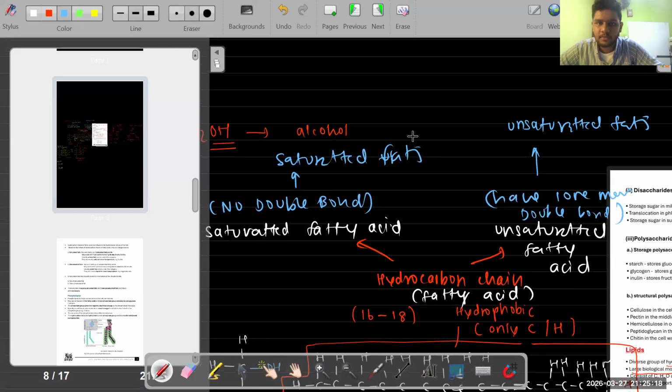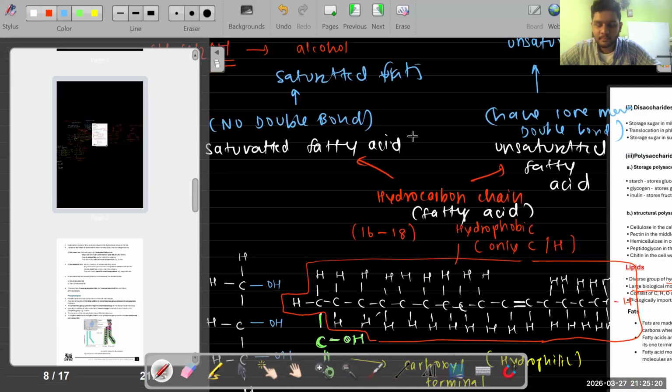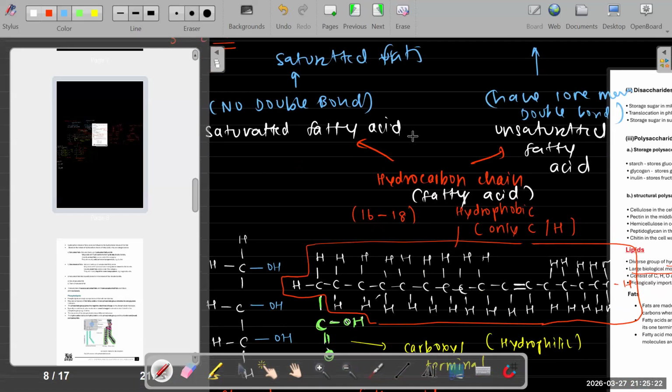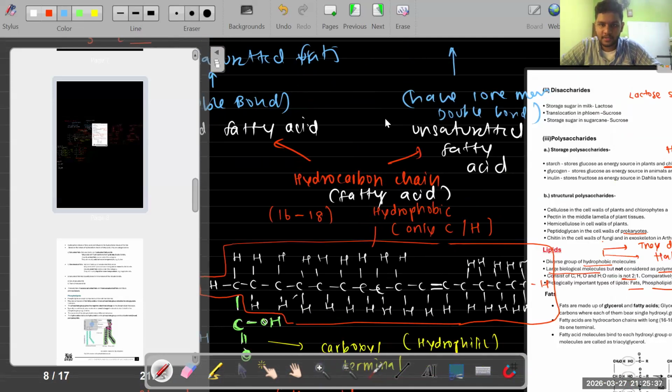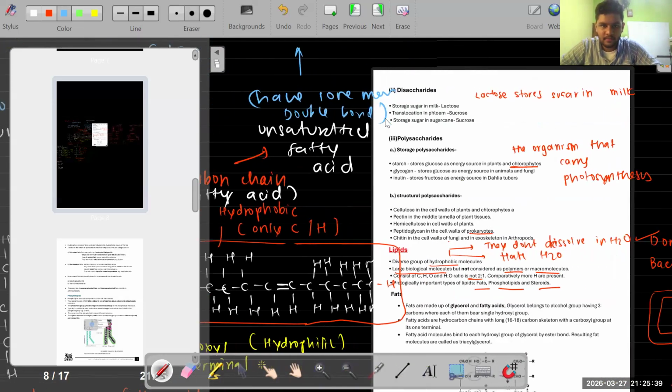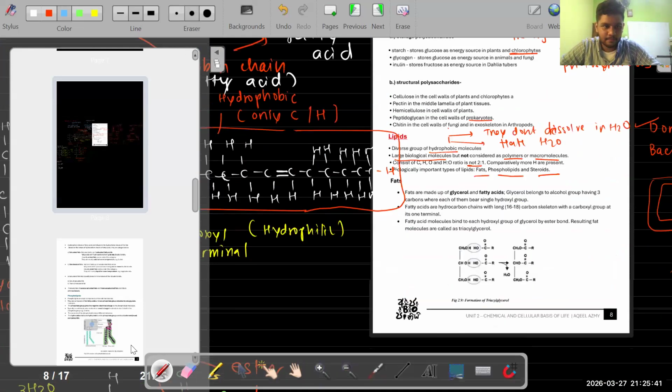Right. Now, is it clear? Yes, sir. Clear. Is it clear for all? I hope it's clear for all. Yes, right? Okay. Now let's go to this point. Wait. Next page, right.